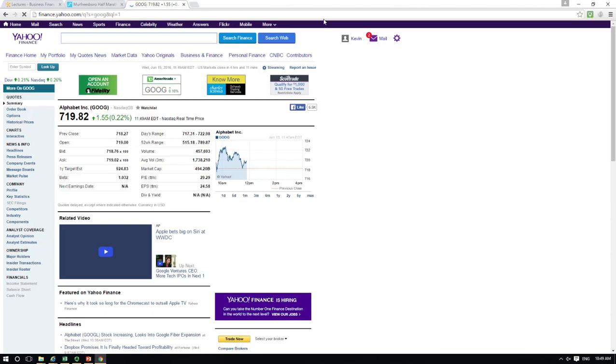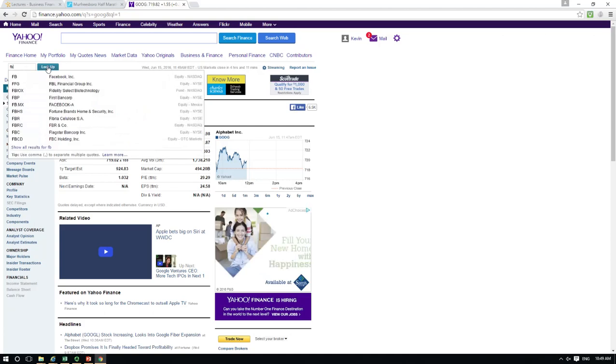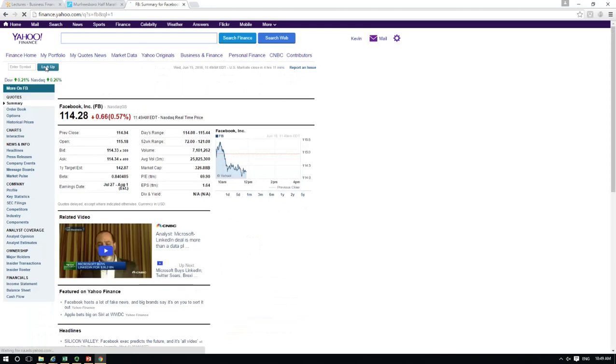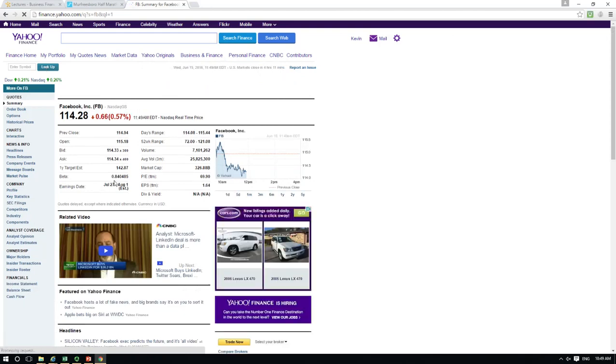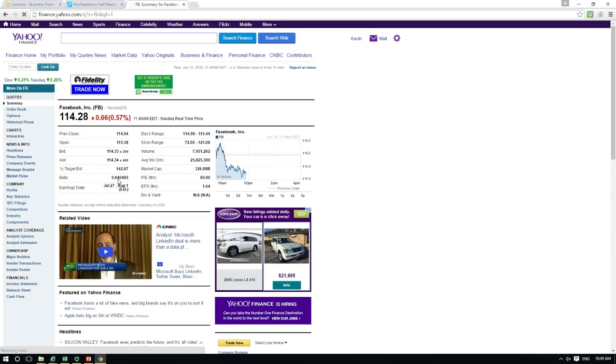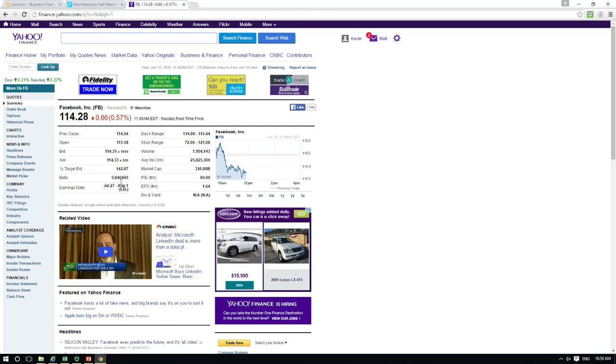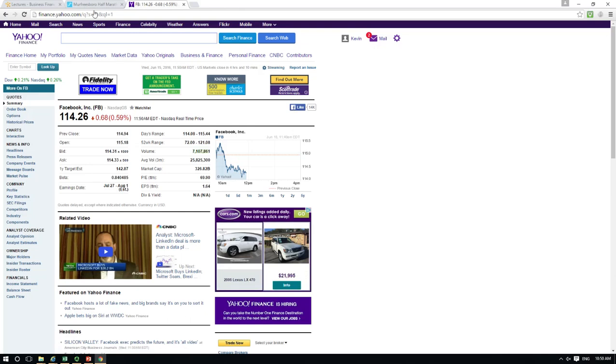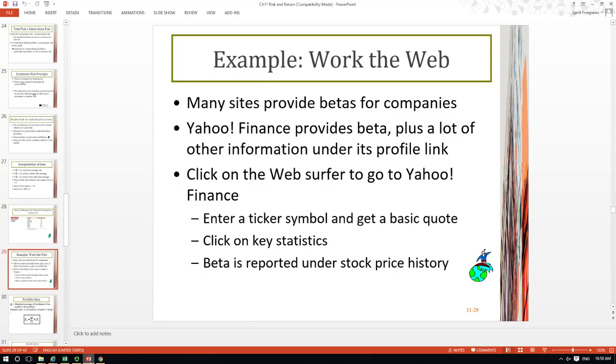Right? Now let's take a look at another stock. Let's say Facebook, FB. That is the ticker of Facebook. And let's look at that company. And this company has a beta of 0.84. And that number means Facebook is less risky than the market average. Right? So beta is a great measure for systematic risk or market risk. It can easily be found on any finance web pages. Now let's go back to our lectures.